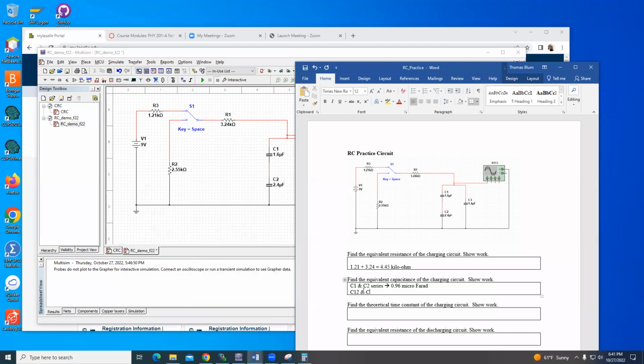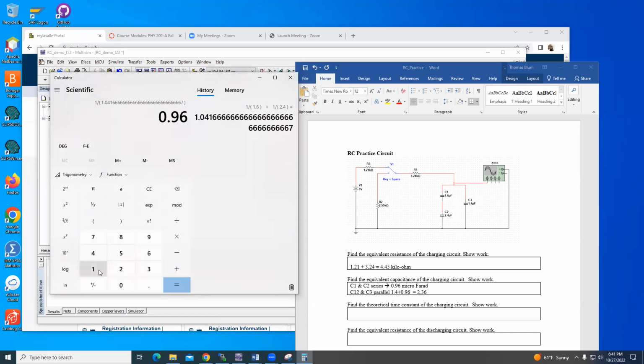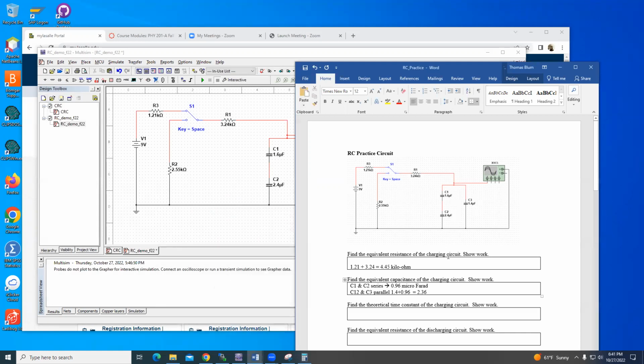Okay. Then the C1, 2 is in parallel with C3. C1, 2 and C3 are in parallel. And capacitors in parallel just add. So that is 1.4 plus 0.96. And so what is that? That is 2.36. Is that right? Can you tell me if I'm wrong? 1.4 plus 0.96, 2.36. Okay, and that is microfarad.